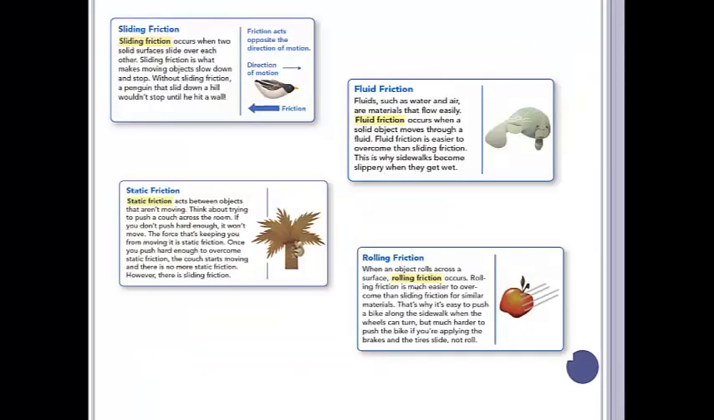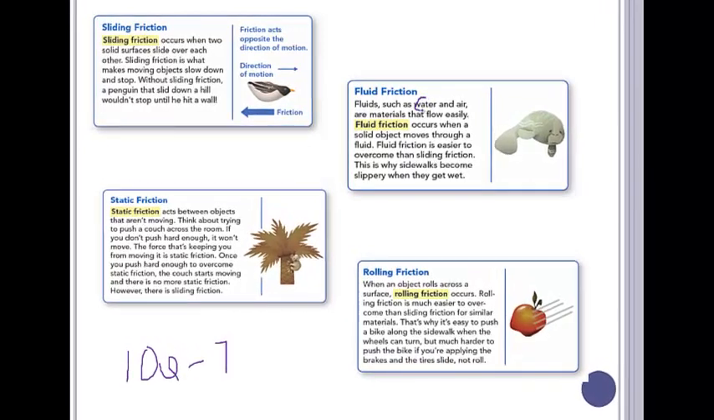There are 4 basic types of friction. These can be found on pages 106 through 107 in your textbook. Sliding friction occurs when 2 solid surfaces slide over each other. Fluid friction is anything that's air or water. So if it's not a solid object, then it's going to be fluid friction. Fluid friction is a little bit easier to overcome than sliding friction is.